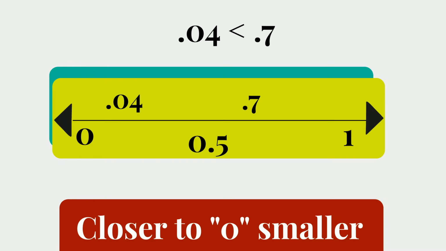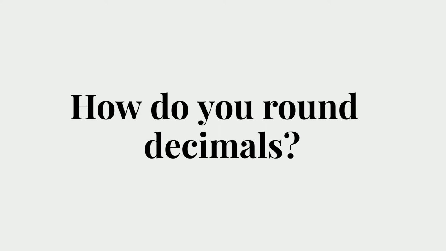obviously 0.04 is going to be less than 0.7, because as you go left on the number line, the numbers get smaller and smaller as you go towards negative. And obviously, as you go right on the number line, then the numbers get bigger and bigger, and a decimal is no different. So how do you round decimals? Let's take a look at that in just a second.